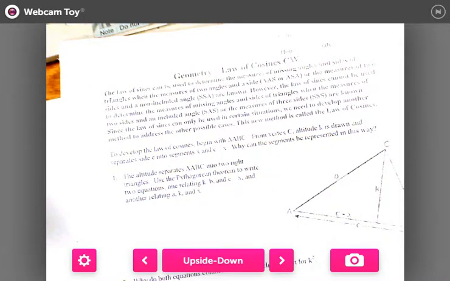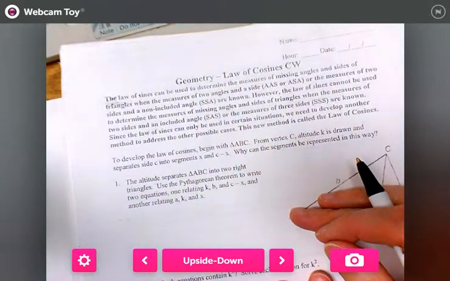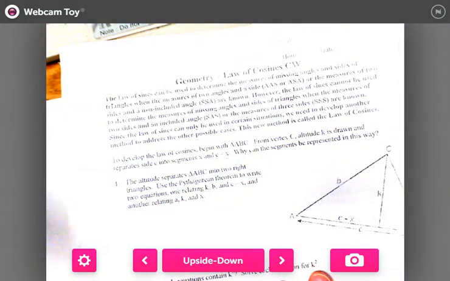All right, so we are going to go through and find the law of cosines. We're deriving this formula. We're coming up with it, just like an ancient mathematician.